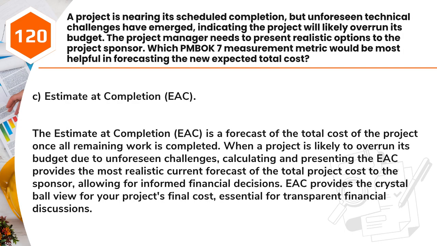Answer: C. Estimate at Completion, EAC. The estimate at completion, EAC, is a forecast of the total cost of the project once all remaining work is completed. When a project is likely to overrun its budget due to unforeseen challenges, calculating and presenting the EAC provides the most realistic current forecast of the total project cost to the sponsor, allowing for informed financial decisions. EAC provides the crystal ball view for your project's final cost, essential for transparent financial discussions.